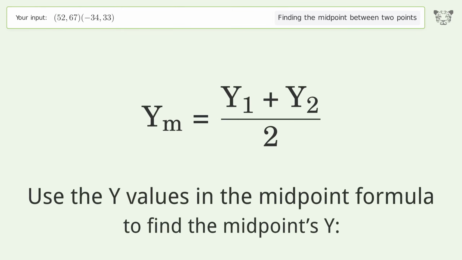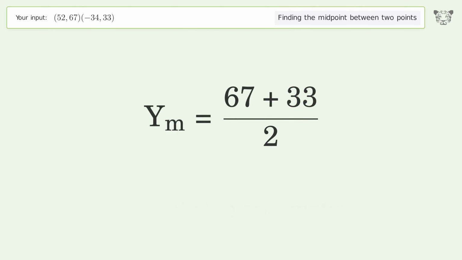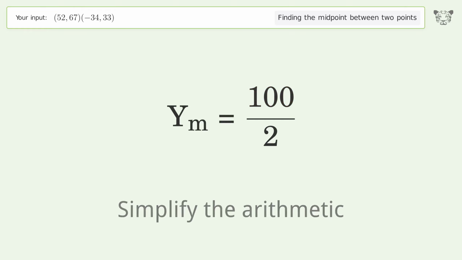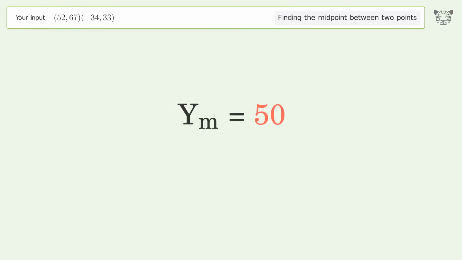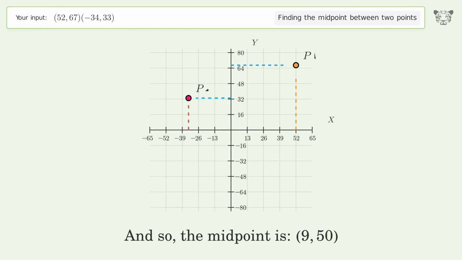Use the y values in the midpoint formula to find the midpoint's y. y1 equals 67. y2 equals 33. Simplify the arithmetic. And so, the midpoint is 9,50.